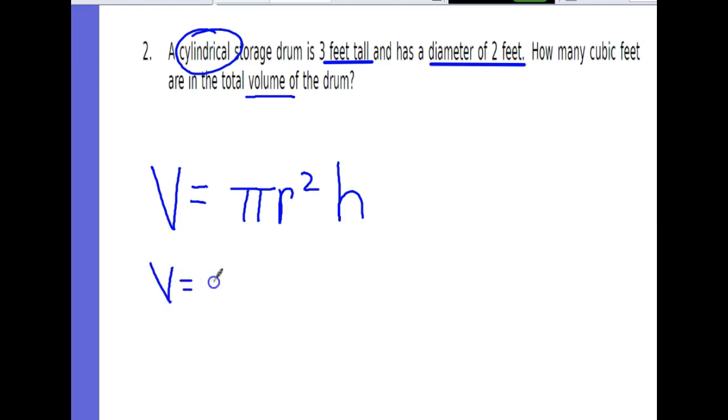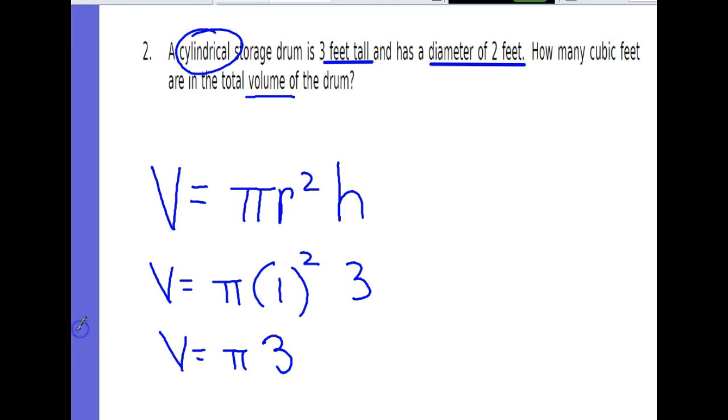What's the radius? The diameter is 2. The radius is 1. And so 1 squared, and what's the height? And so what's 1 squared times 3? Only when you write the answer choice, you usually put the 3 in front of the pi, and so you can figure out what answer choice. So that wasn't too terribly difficult, was it?